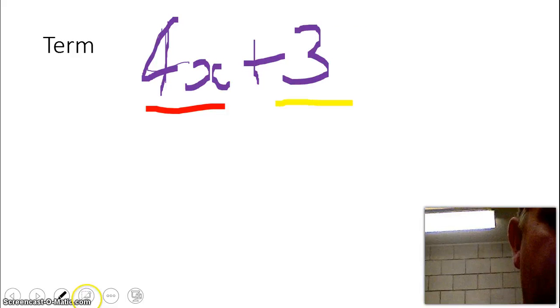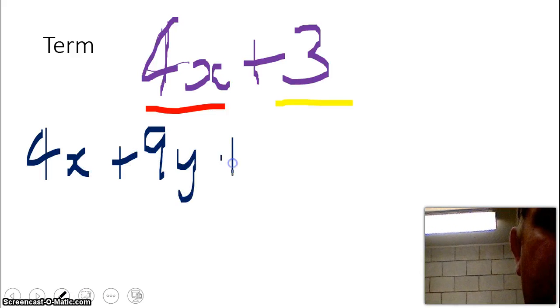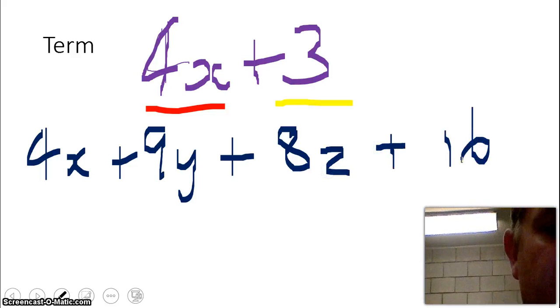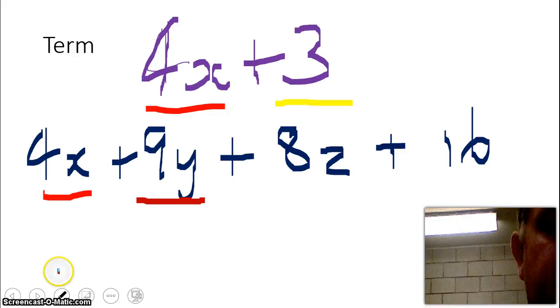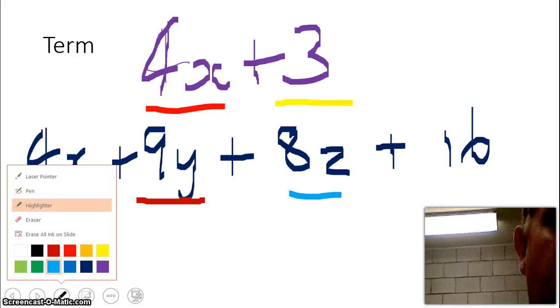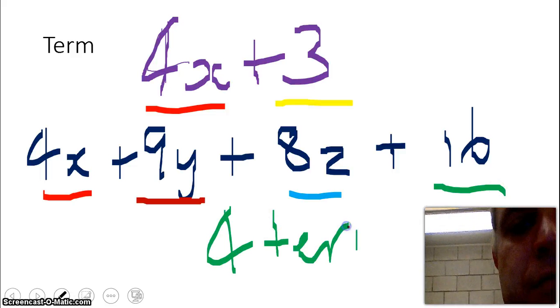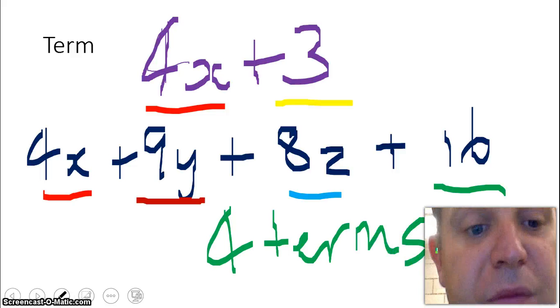We can make things slightly larger by adding, say, 4x plus 9y plus 8z plus 16, and we still have our terms of 4x, 9y, 8z, and 16. So this one has four terms. We're not going to do too much on identifying terms, coefficients, etc.